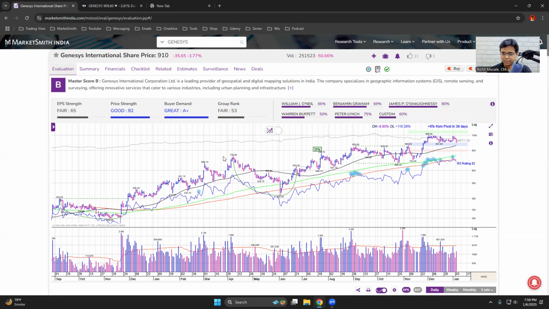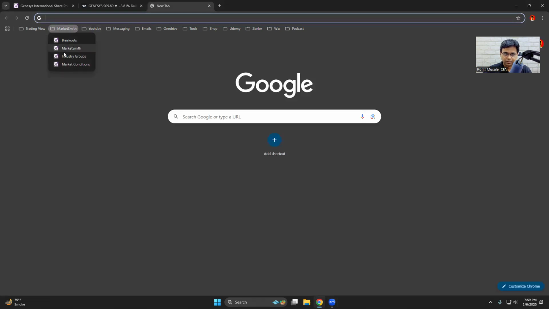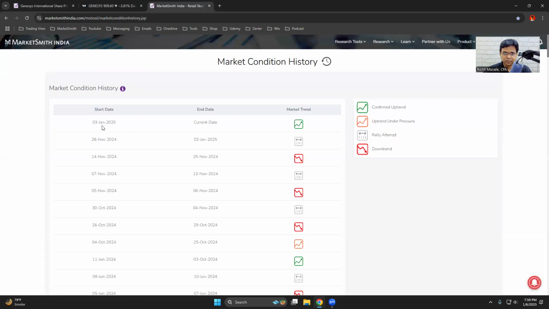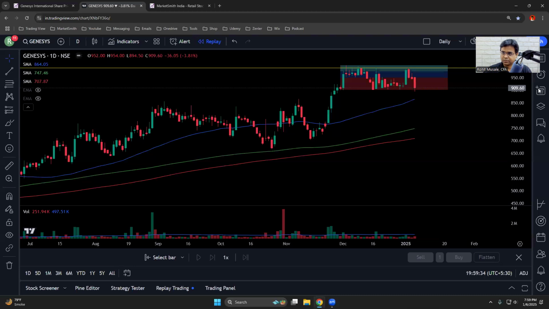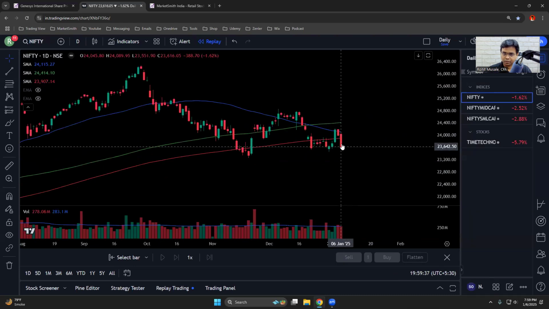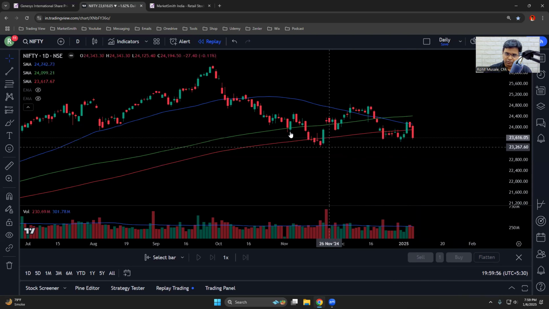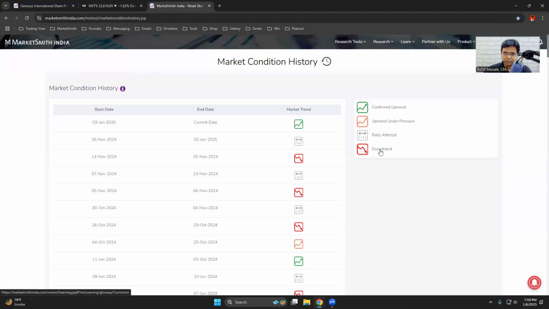Market Smith says that the market is in a confirmed uptrend, but my question is, is that uptrend sustainable? If Market Smith is saying, let me show you, if Market Smith is saying that the market has gone into a confirmed uptrend after 3rd of January, then what is this? Why did this happen? Now the Nifty has closed below all the three moving averages. The blue line has gone below the green line, which means the 50-day has gone below the 150-day simple moving average. So, and if the Nifty undercuts this low and this low, suddenly this state will change into downtrend, right?